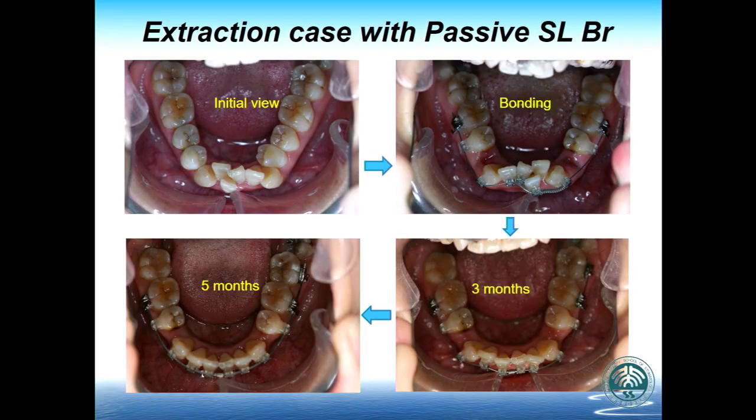And this is another extraction case with passive self-ligating brackets. That's the initial, and bonding is very crowded. At 3 months, the crowding relieves. At 5 months, it's totally aligned. Why? Because it's passive self-ligating brackets with very low friction.